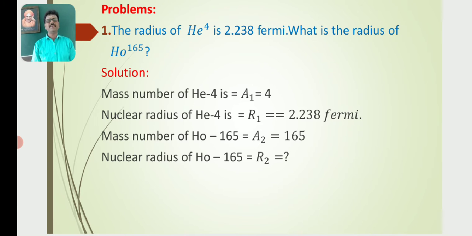Here the mass number of helium-4 is A1 equal to 4. Then the nuclear radius of helium He-4 is R1, which is equal to 2.238 Fermi. Then the mass number of Ho, A2, is equal to 165. Then the nuclear radius of Ho is to be determined. That means what is the value of R2? This is the summary of the problem.